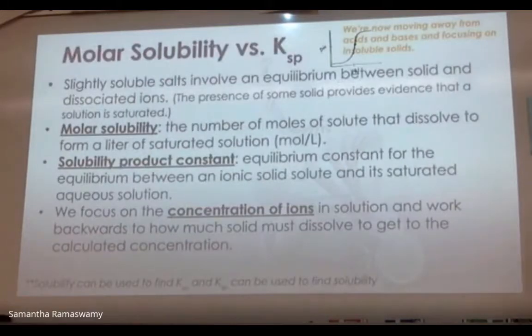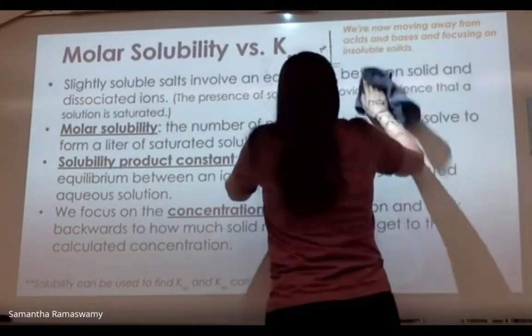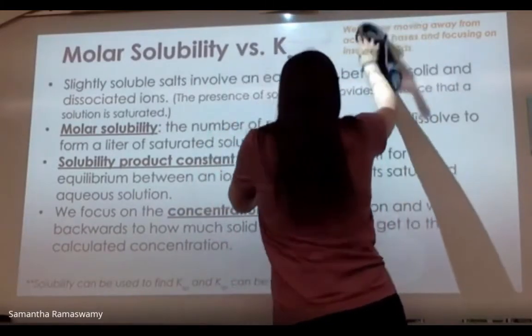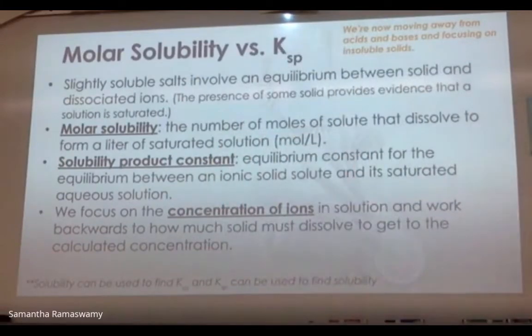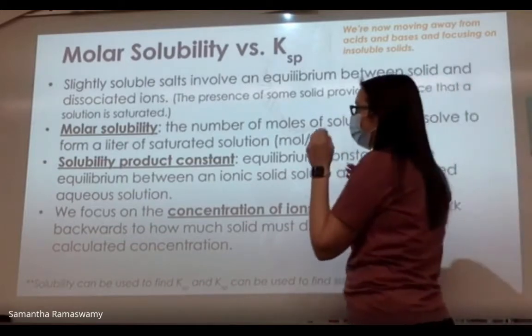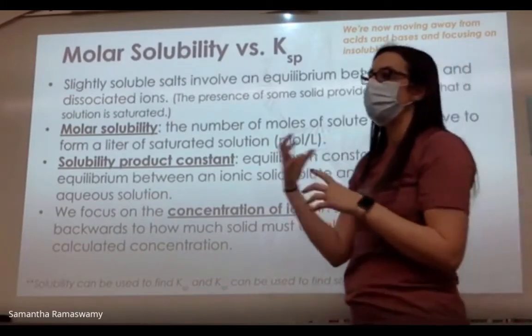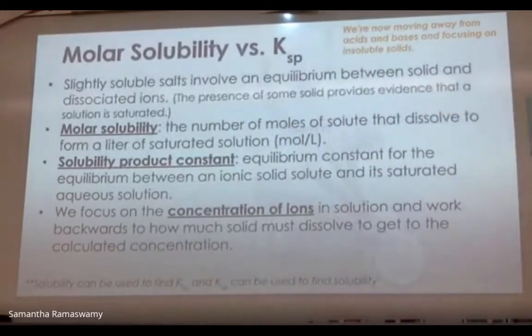All right, so now we're going to go back to Ksp. We're moving away from acids and bases in Unit 8, and we're focusing on solids. This is the second half. We have the first half notes and the second half notes, so if you need the second half notes, I have some extra copies over on the side. With the second half, we're focusing on these insoluble solids.